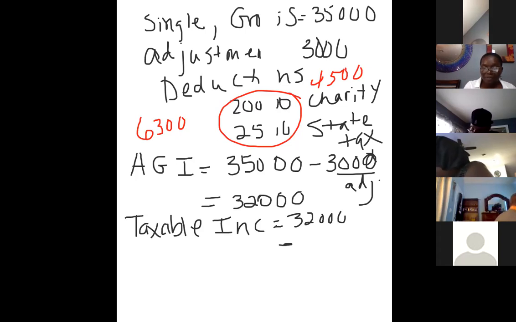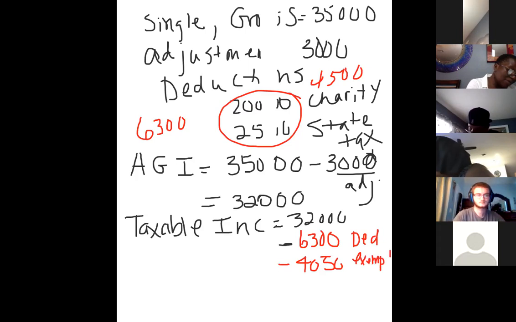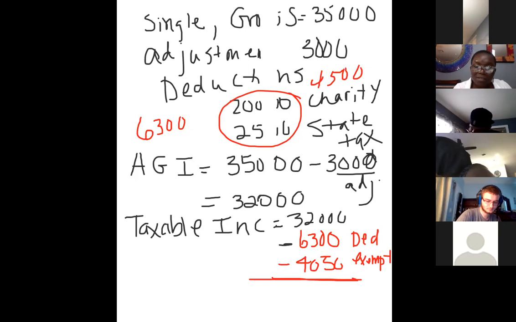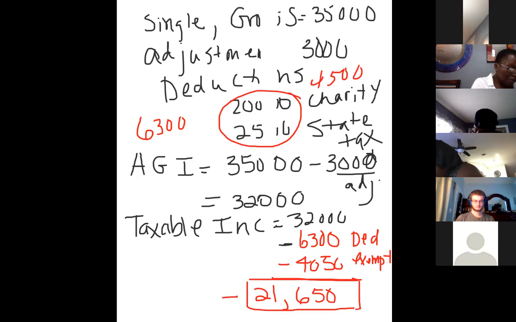So guys, going back to the problem, we are going to subtract 6,300. That's the standard deduction. We're also going to subtract $4,050. This one represents the exemption, and for the exemption, everybody gets the same amount. So now we grab a calculator: 32,000 minus 6,300 minus $4,050. What's the value, guys? 21,650. So guys, this is the taxable income. In other words, this is what we're going to use to go to the tax table.